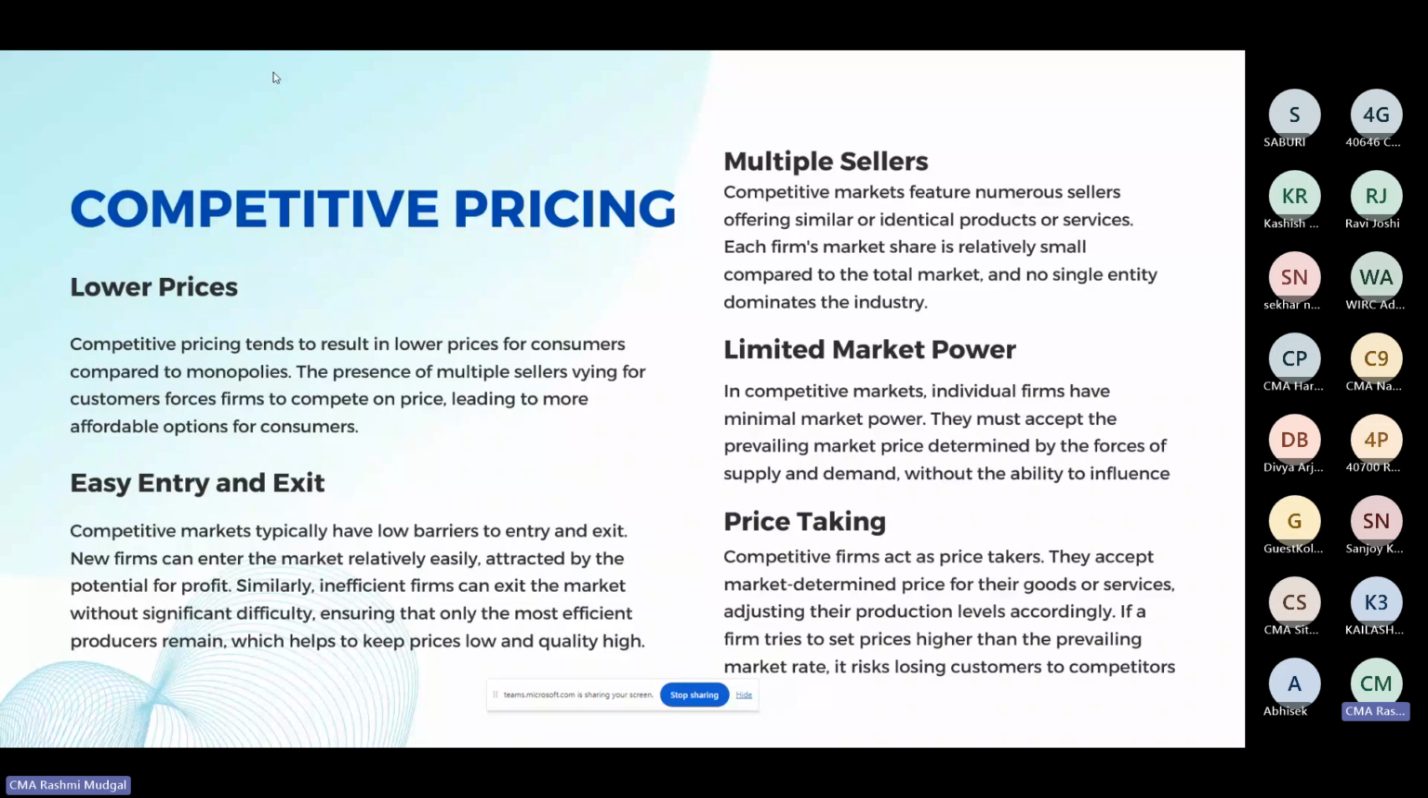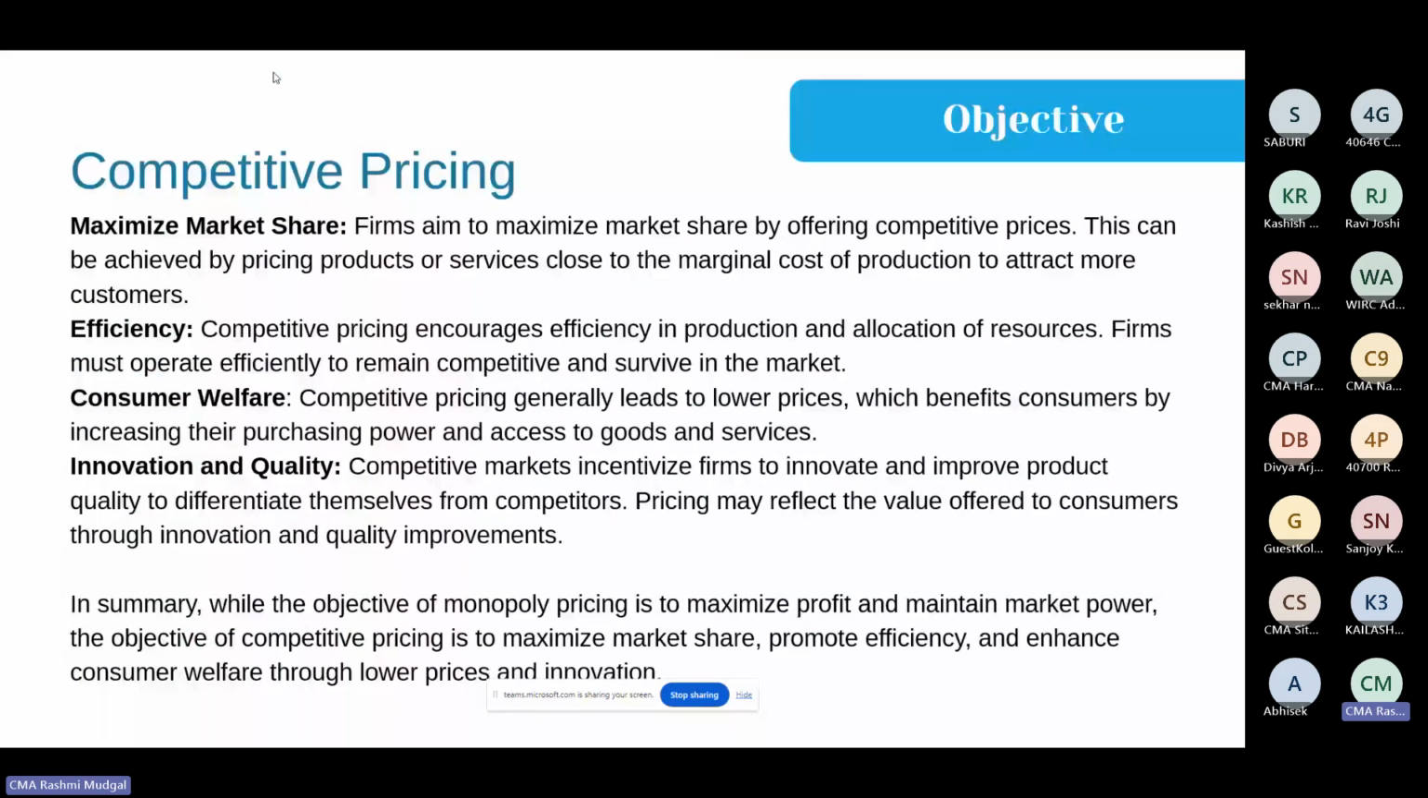Competitive pricing is good for the buyer, and a monopoly market is good for the seller. What is the objective of a competitive market? They try to maximize market share, because their per unit profit is very low.